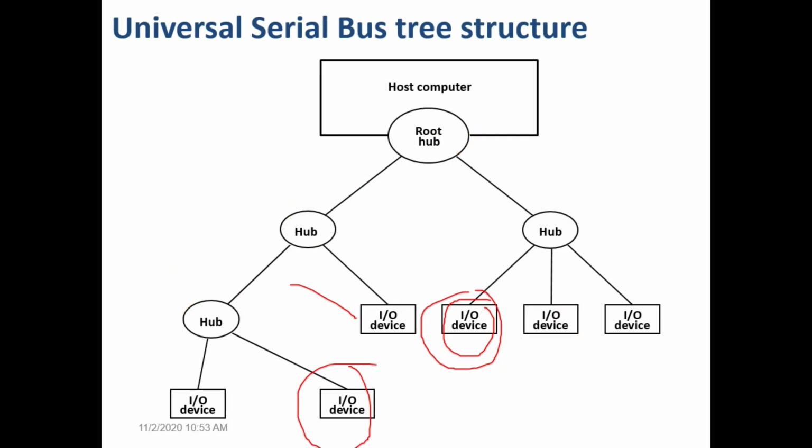This is a USB tree structure you can see here, where there is a root hub connected to your processor or host computer. You can see here only the root hub is connected to the host computer. All other different hubs and I/O devices are connected to this root hub through various hubs. Now a computer or processor thinks that there is only one root hub or one I/O device and makes the communication.